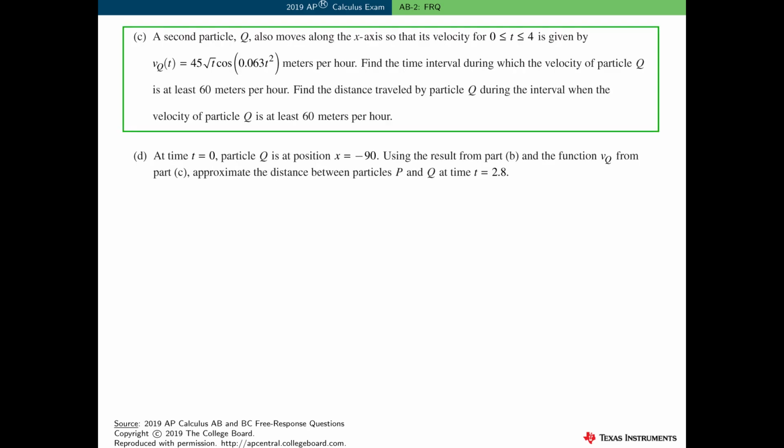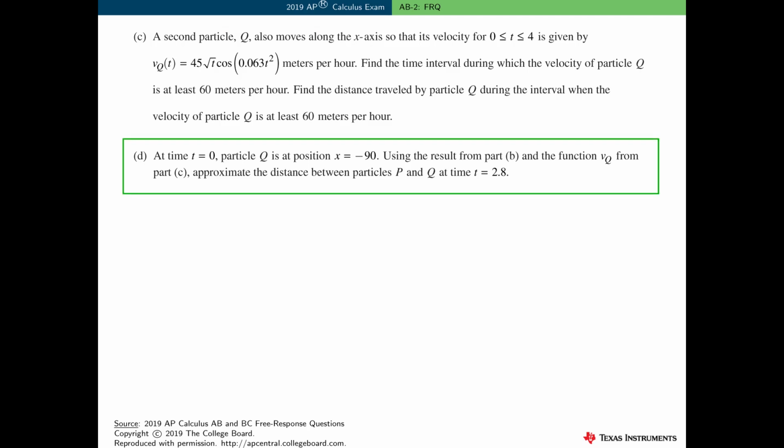In Part C, a second particle q moves along the x-axis with velocity given by v sub q. We need to find the time interval during which the velocity of the particle is at least 60 meters per hour. And we also need to find the distance traveled by particle q over this time interval. In Part D, we're given the position of particle q at time t equals 0. We need to use the information from Part B and the function v sub q to approximate the distance between the particles p and q at time t equals 2.8.